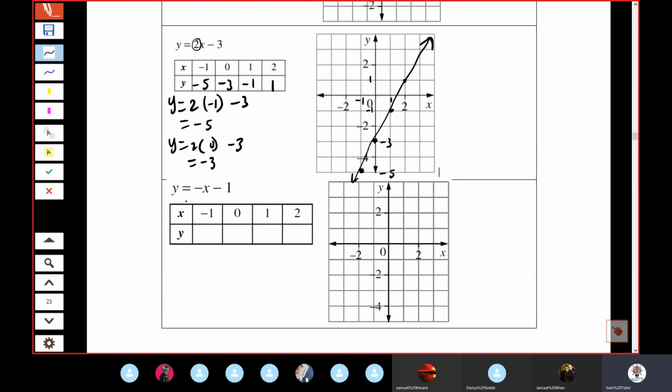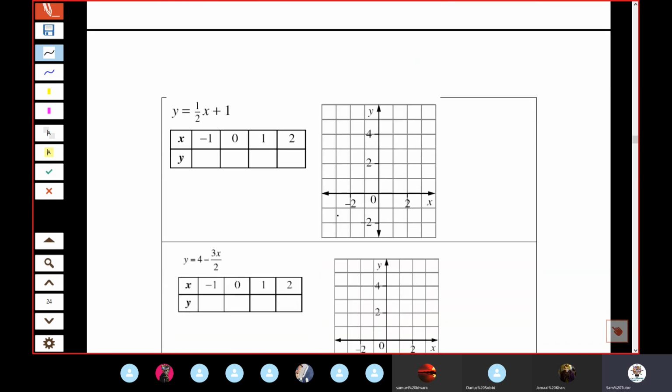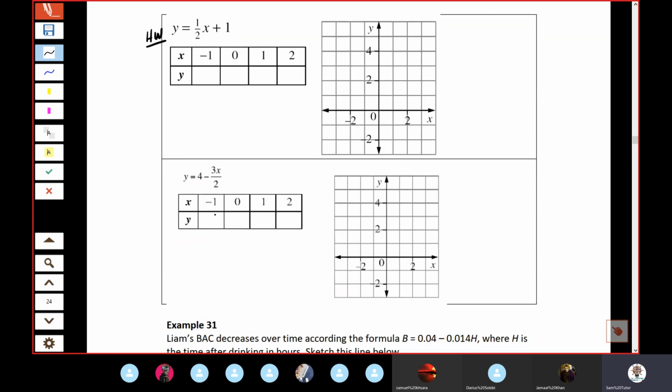All right. This one I'll leave for homework. Just complete one table, do one graph. Nice and simple. That one can also be done for homework. That one's an easy one, so we'll do it for homework. This one we'll do together.